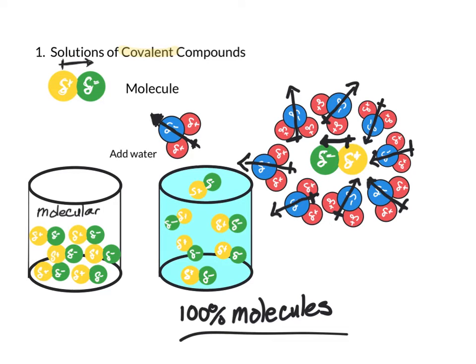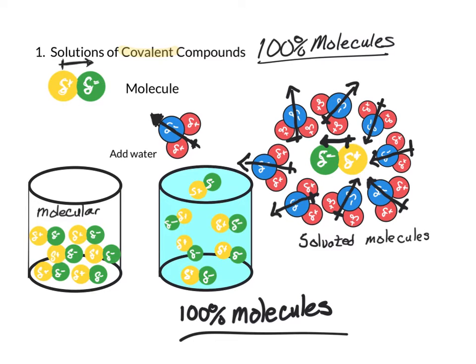And the key point here is that covalent compounds do not separate into separate atoms. They stay as molecules, but each molecule is separated from the other molecule as they're surrounded by the water molecules. And that's what we call solvation.